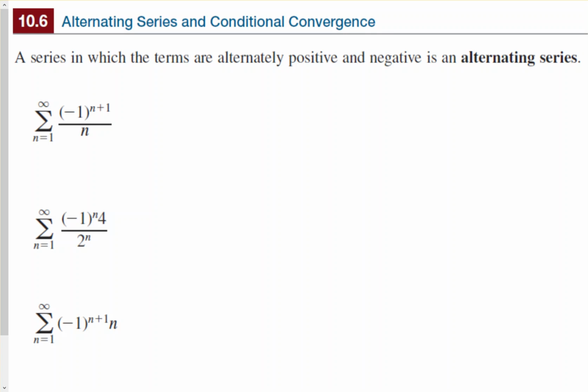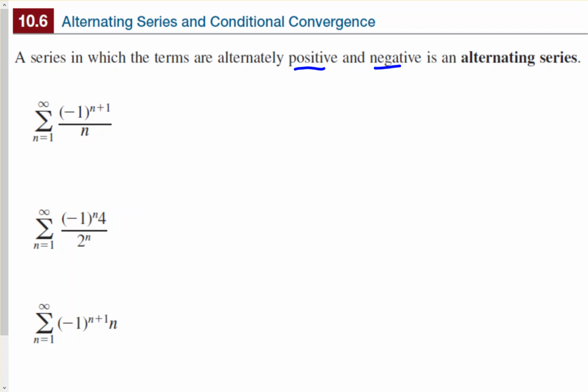Hello, and today we're going to be looking at 10.6, alternating series and conditional convergence. A series in which the terms are alternately positive and negative is called an alternating series. So let's take a look at some examples of these alternating series.